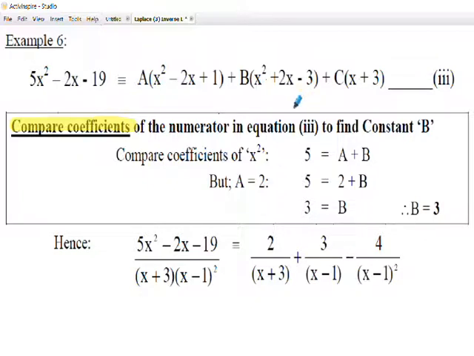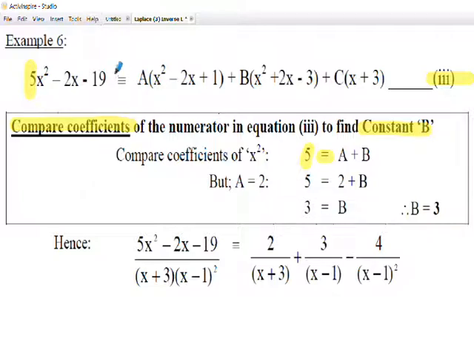So in this case, to find constant b, I'm going to go back to equation 3, which I repeated above for convenience here. What we do with comparing coefficients is look at the coefficients, that's the numbers associated with, in this case, the x squared terms on the left hand side of the equation and on the right hand side of the equation. So if I look at the x squared terms on the left hand side, the coefficient associated with the x squared term is 5.